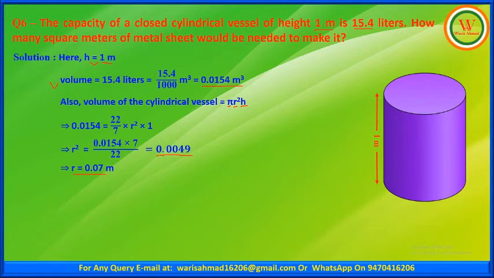This is the value of r square. R square is equal to 0.0049. Hence, radius will be equal to 0.07 meter.